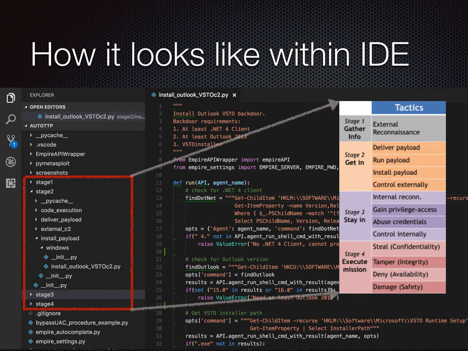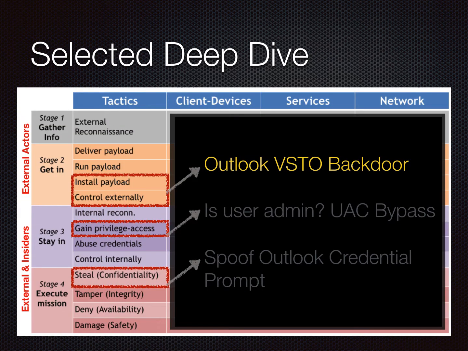This is how it looks in the IDE. The folders mirror the different stages of attack. In each stage, there are different tactics folders, and within each tactic, there are different technique scripts. So far, we have seen an overview of AutoTTP. Let's look at some selected techniques related to Outlook backdoor, UAC bypass and spoofing an Outlook credential prompt.